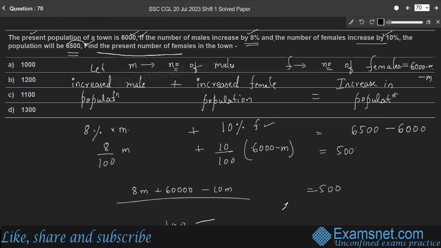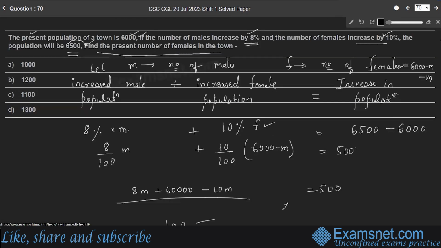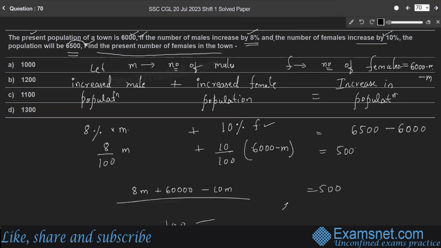So here, the present number of females in the town, F, is equal to, so there are totally, not 60,000, 6,000 people in the given town. 6,000 minus 5,000 males. Therefore, 1,000 females are there in the town at present, right? Therefore, there are 1,000 females. So the present number of females in the town is equal to 1,000. Option A is the right answer.